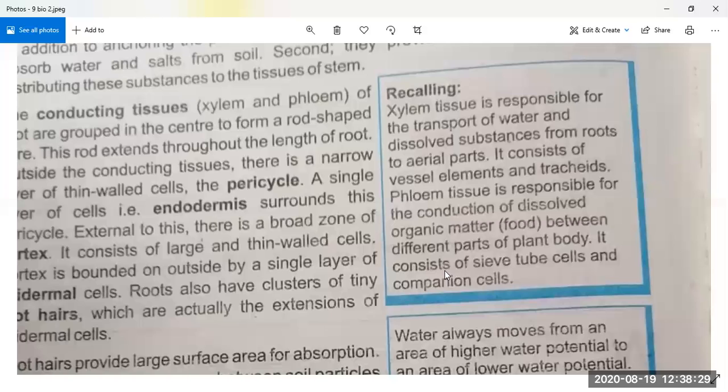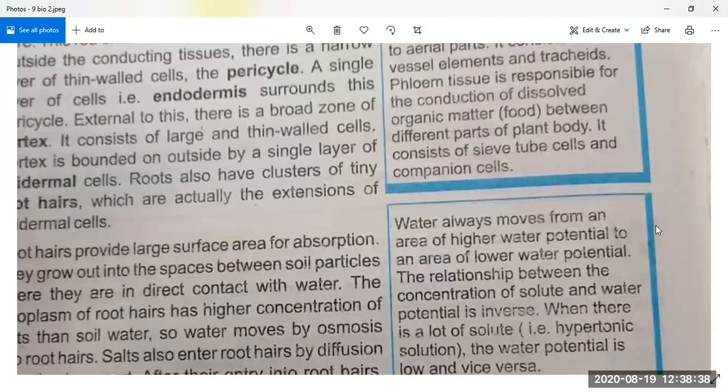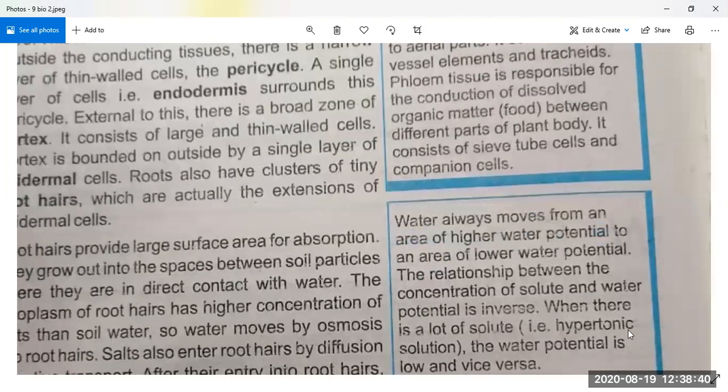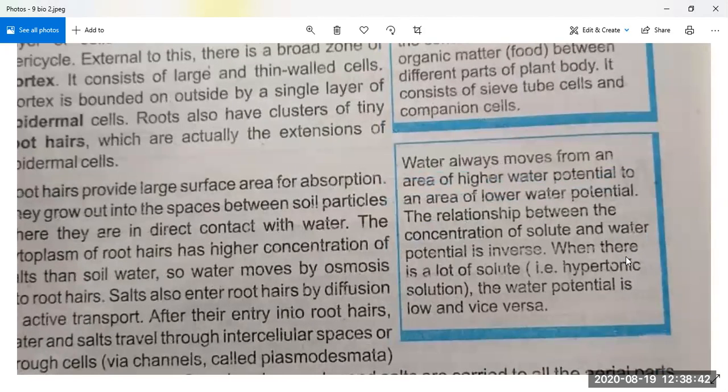So definitely it needs transportation, so it needs sieve tubes. It needs a layer of cells, and also companion cells which help to transport these things. So you have to write in this box: differentiate between xylem and phloem cells. This is the answer to the short question on xylem and phloem cells.